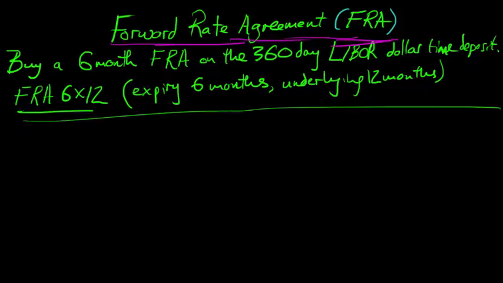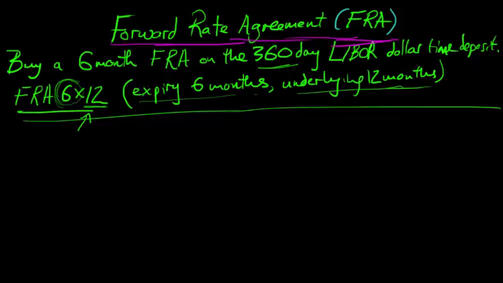The forward contract has a duration of 6 months, and in 6 months' time it will be settled according to the rate on the 12-month or 360-day LIBOR rate. So expiry 6 months, underlying is a 12-month LIBOR time deposit.